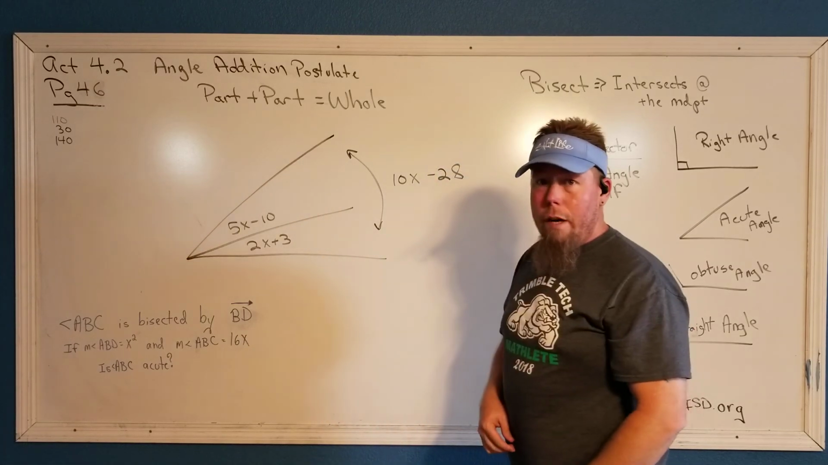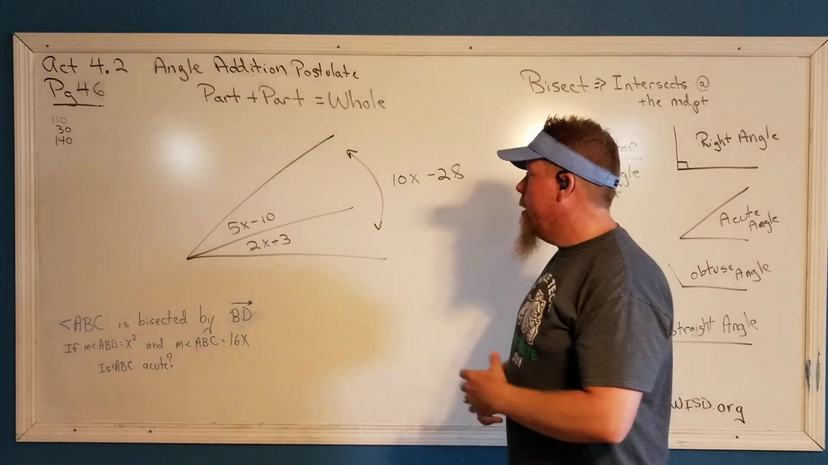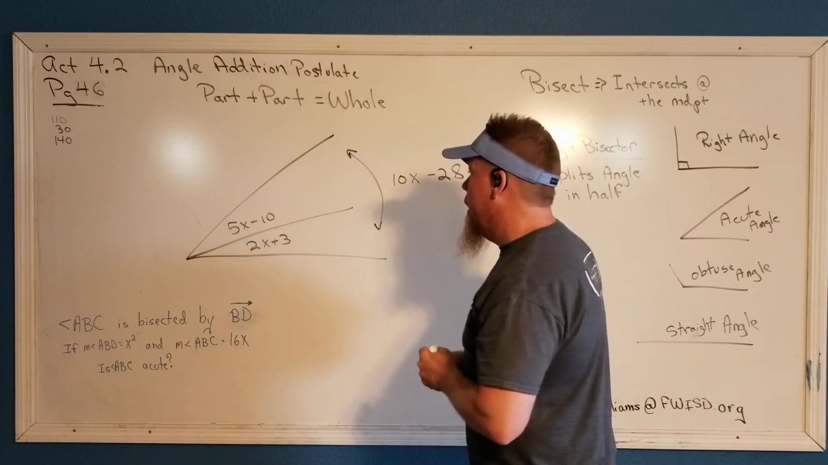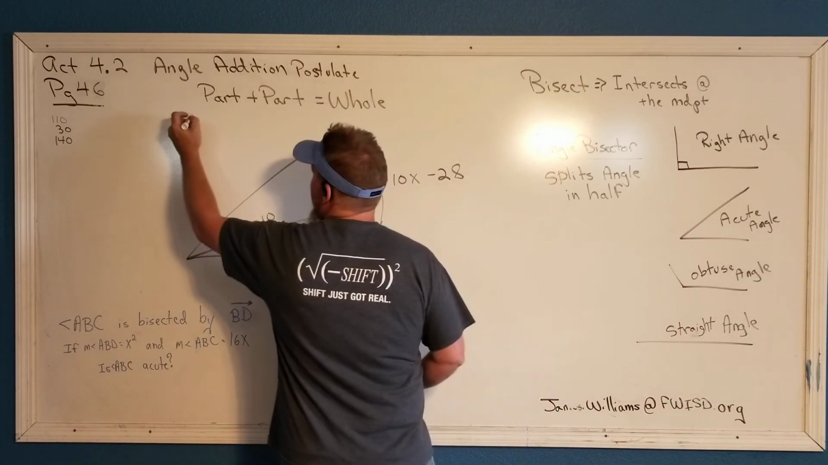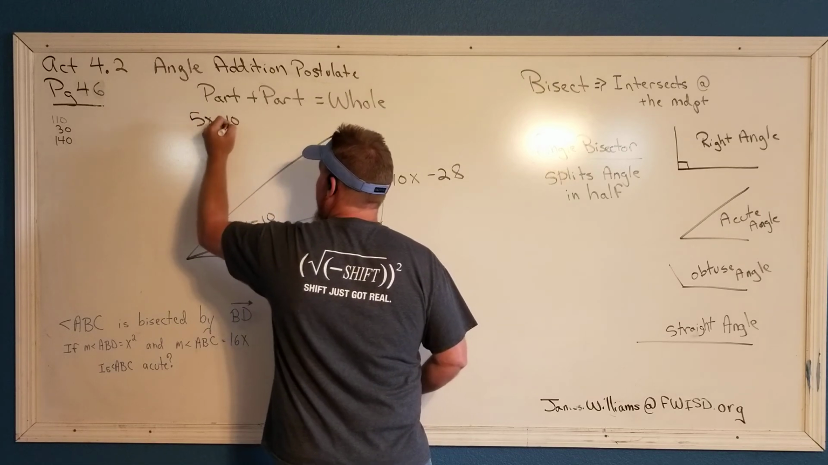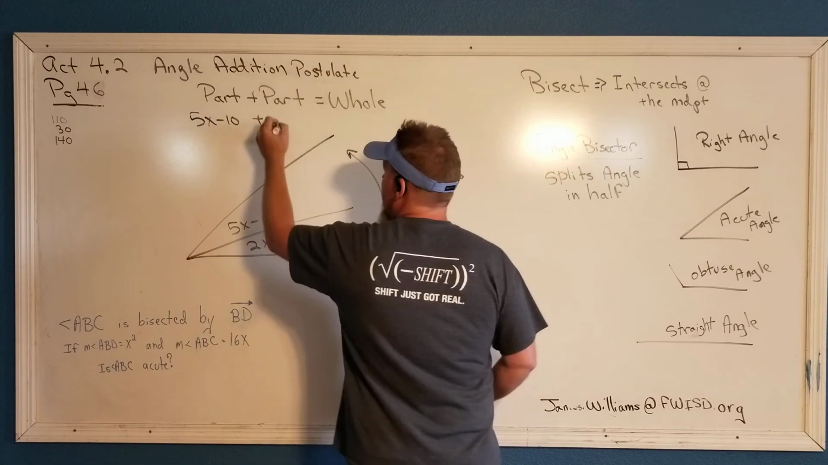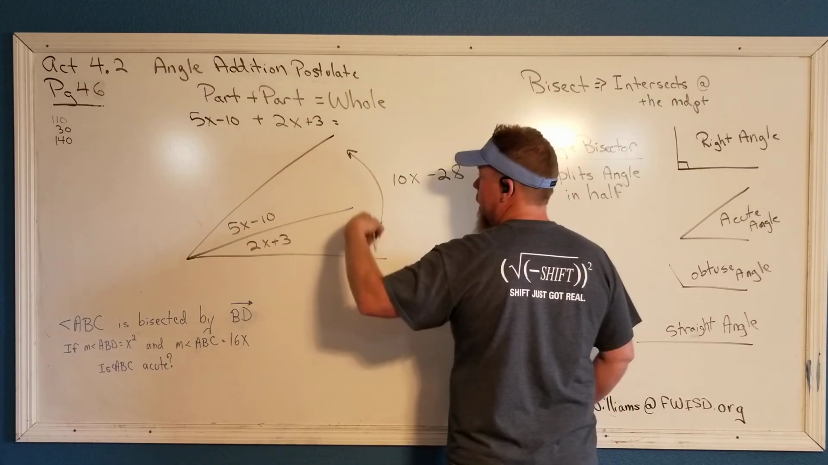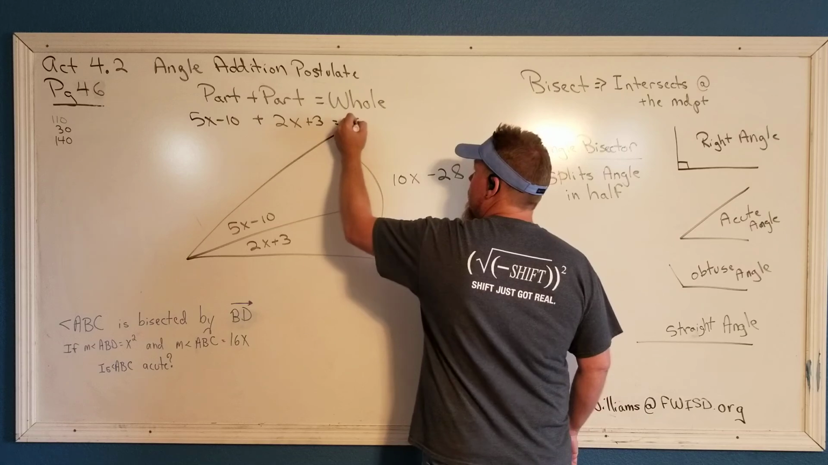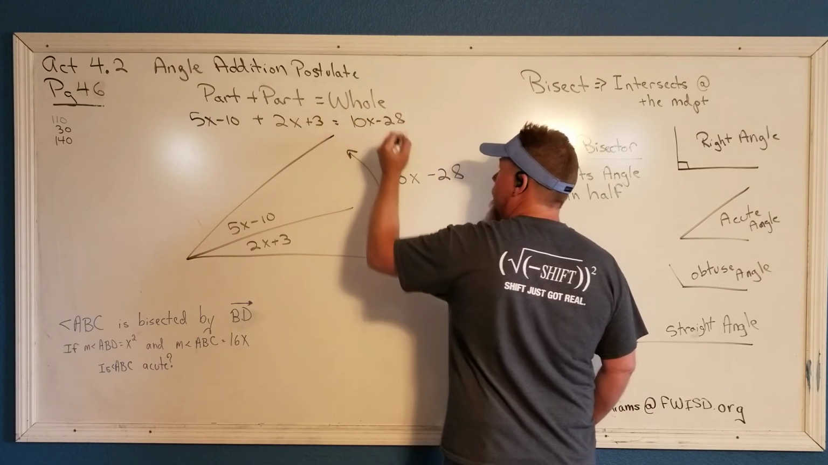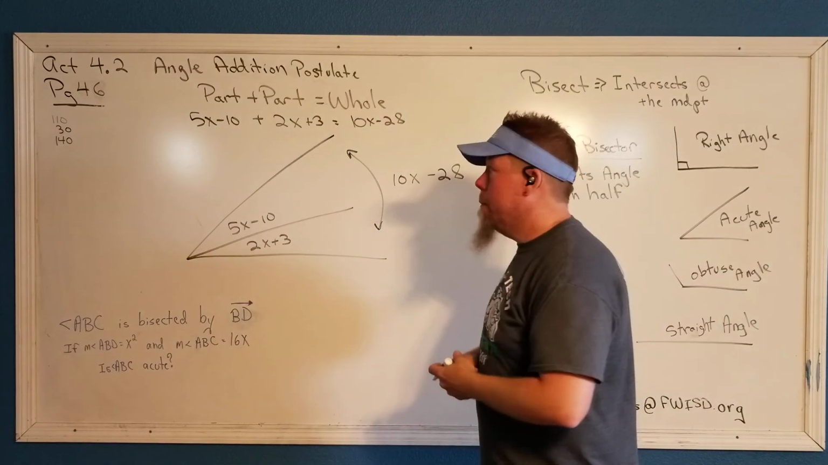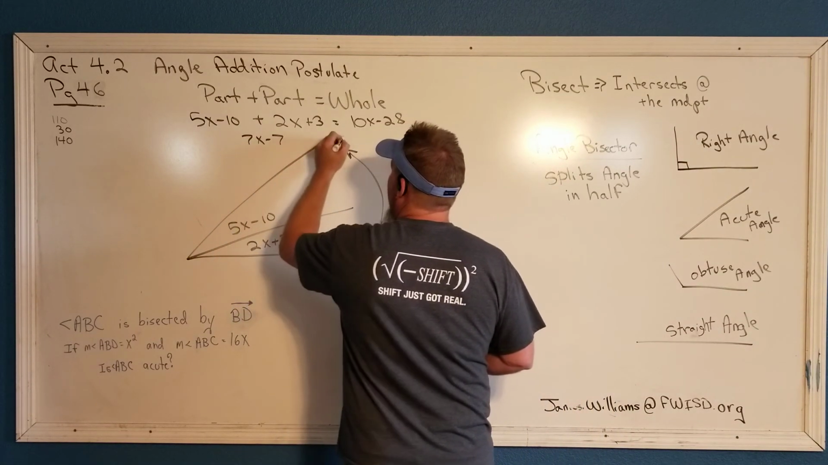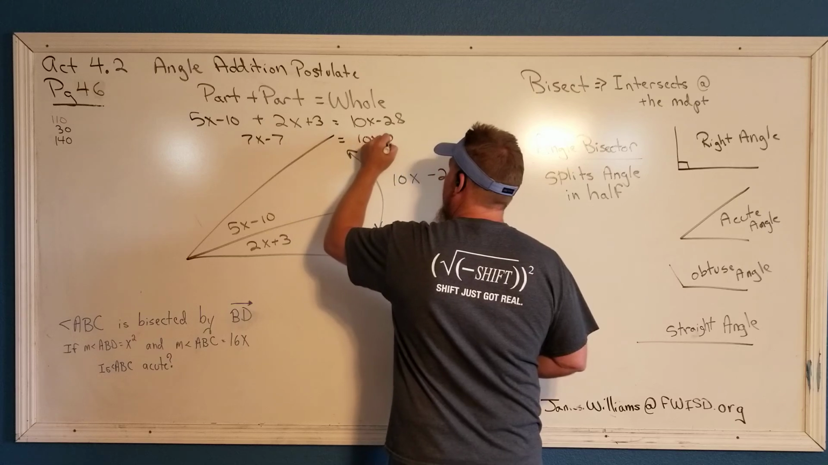That's very straightforward, very much just like the segments. And so if we wanted to solve this either for x or for one of the angles, and we'll keep it simple, we'll solve for x, then we would do the parts. So 5x minus 10 plus the other part, 2x plus 3 equals the whole. In this case, that's what this is representing, 10x minus 28. And then when we do some algebra, we've combined some like terms. Here we have 7x minus 7, and this is still 10x minus 28.